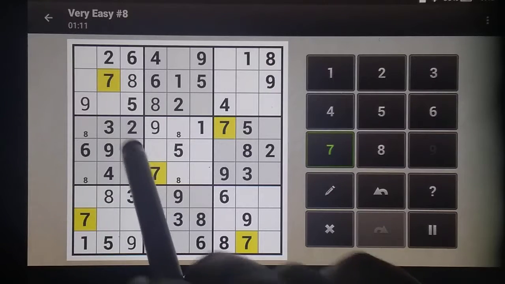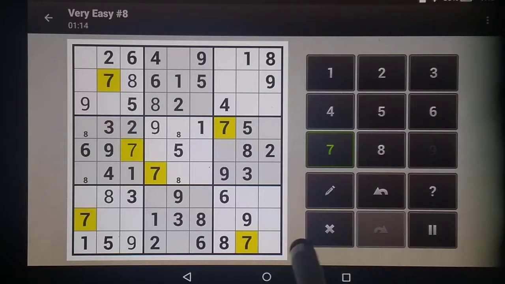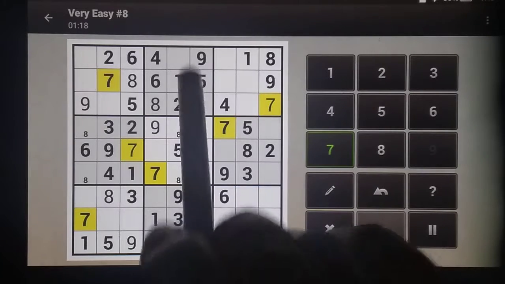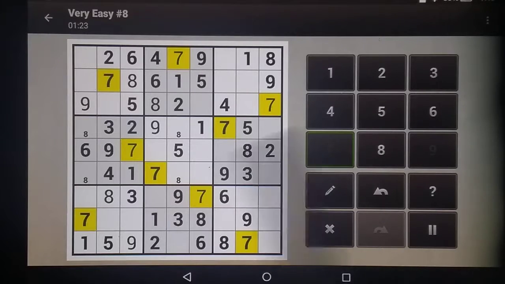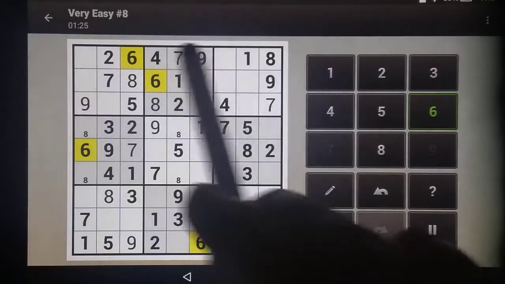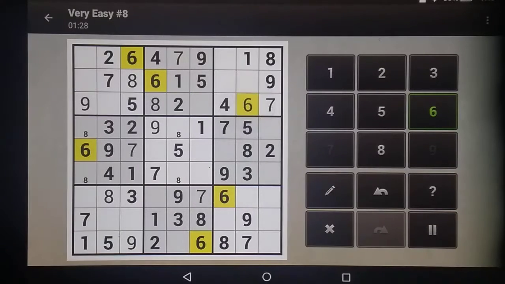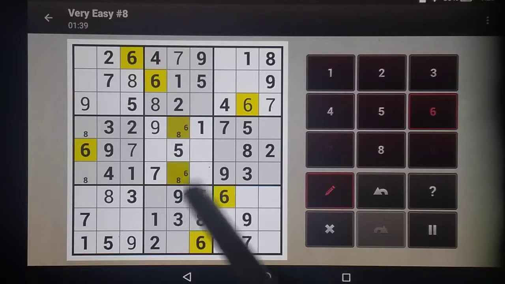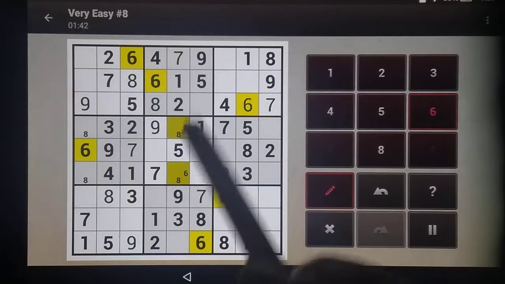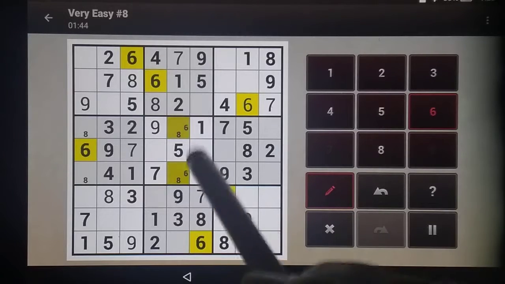This blocks this column, so there's the 7. These two columns are blocked, so there's that 7. Now that blocks that, so I have that one, and these two columns block, so I have that one. The 6s, these two rows block, so I have this one. These two columns block, but I don't know whether it's the up or down yet, so I'm going to put, and now I know that those have to be the 8 and the 6, because there's only 2 squares, and the 8 and the 6 have to live there.